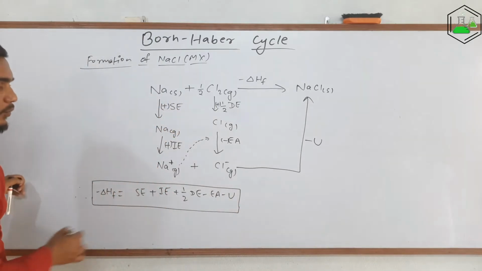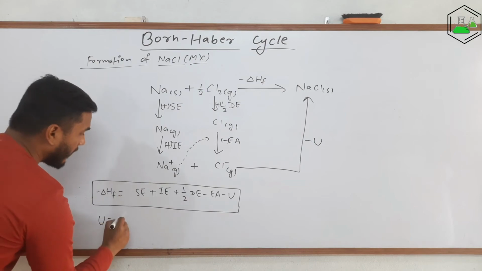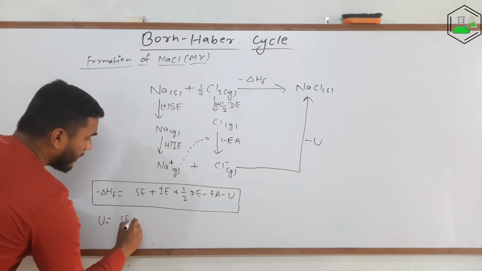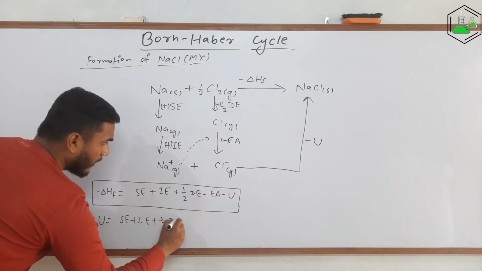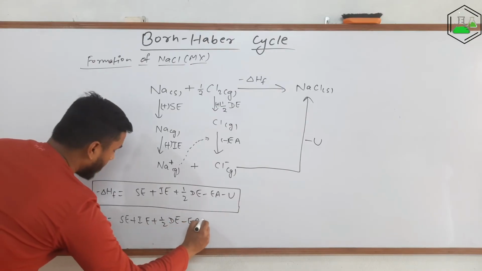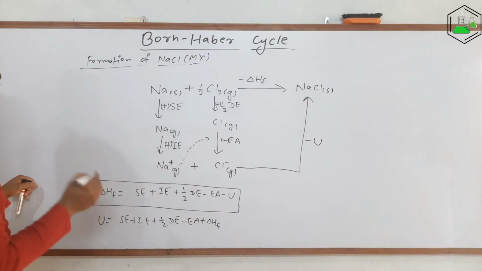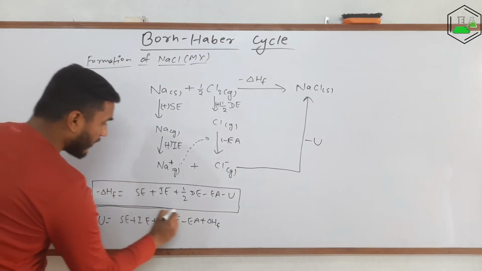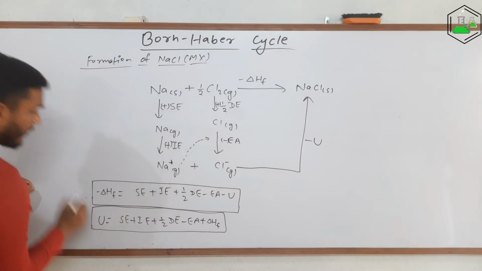We can rearrange this equation to write this. U will come to this side and it will be equal to Se plus Ie plus half dE minus Ea plus del HF. This will go to this side and its sign will be plus. So this equation is used to calculate the value of lattice energy.